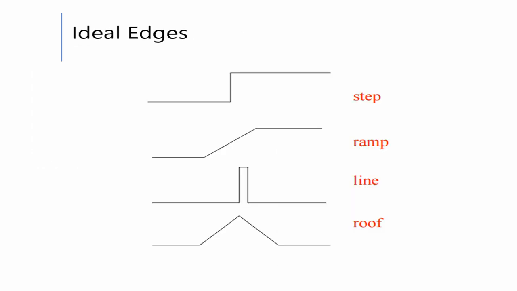Okay, so let's look at some ideal edges. If we take this as our dark pixels and this as our light pixels, you can see it's very sharp and it's very easy to identify our edge. Over here, it is easy as well because we can detect this ramp very easily, and it's very distinct between the bright pixels and the dim pixels. So this is a ramp, this is a line, and this is a roof.